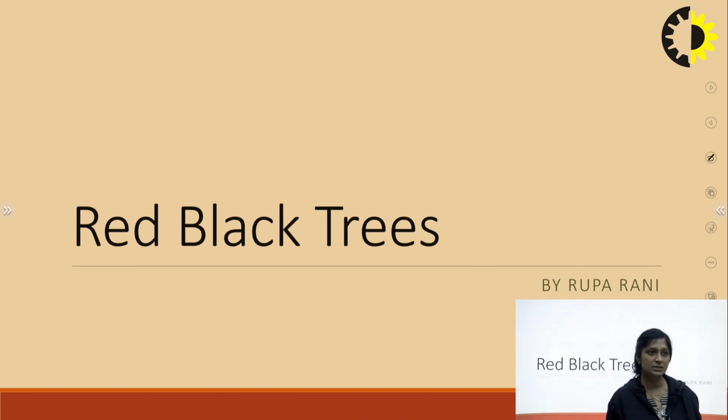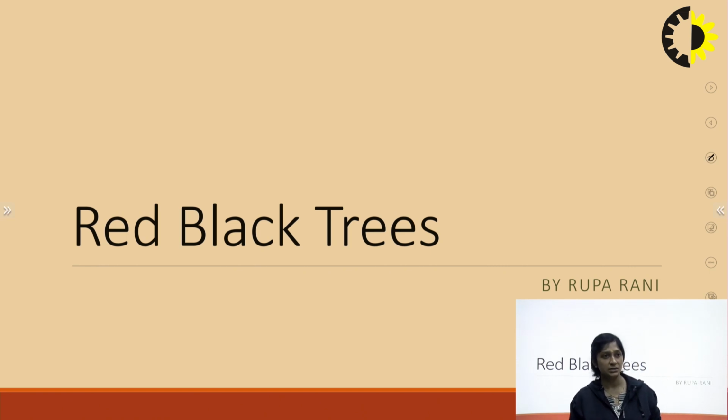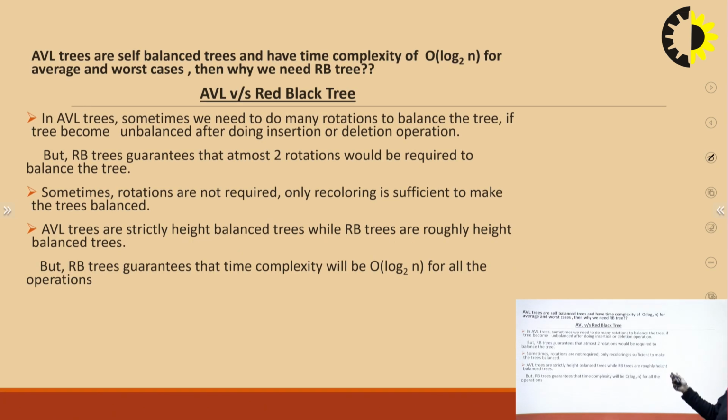First, what I saw is the limitation of BST, where time complexity is big O n in the worst case. We are overcoming that limitation in this red black tree. Now let's start with the red black tree. AVL trees are self-balanced trees. Red black tree is also a balanced tree, and the time complexity is big O log n in average and worst case. Then why do we need red black trees?